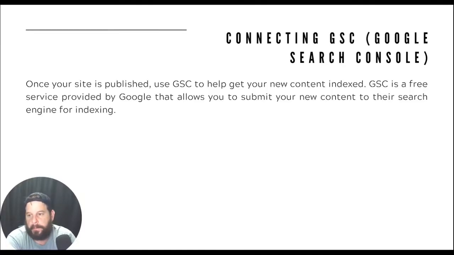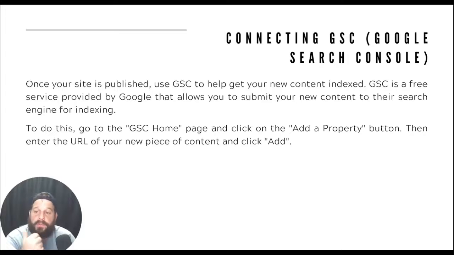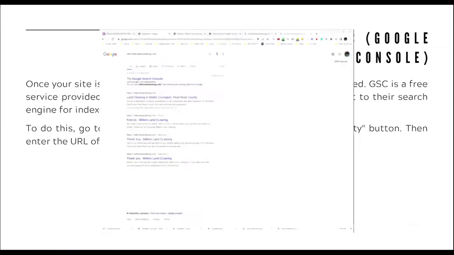So next we're going to talk about Google Search Console and how to utilize it. All right, so once your site is published, you can use Google Search Console to help get your new content indexed. Google Search Console is a free service provided by Google, and it allows you to submit all of your new content to the search engine for indexing. And so we're going to walk through how to do that as well. So to do this, all we have to do is go to the Google Search Console homepage, click on the Add a Property button, and then enter the URL of a new piece of content and click Add. So I'm going to walk you through that really quickly.